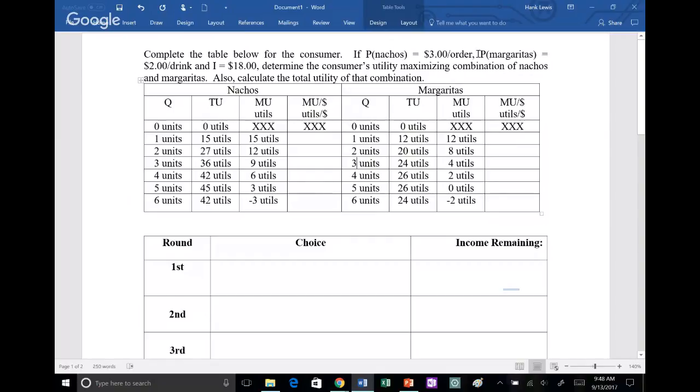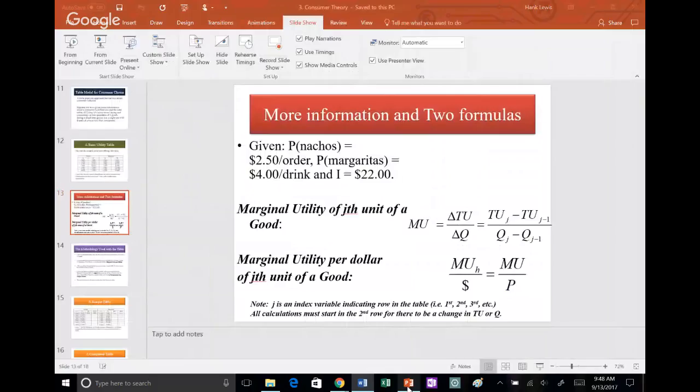Now, let's talk about marginal utility per dollar. The price of an order of nachos is $3 per order. Notice the formula says take the MU in that row, divide by the price of 1 unit.